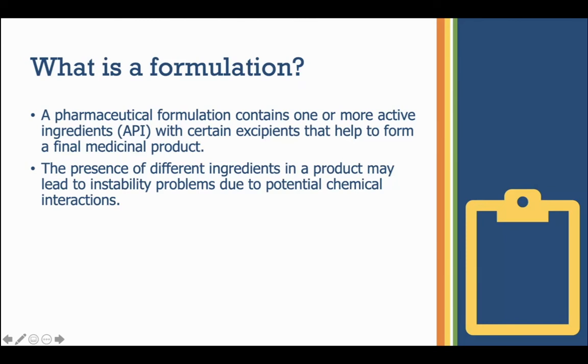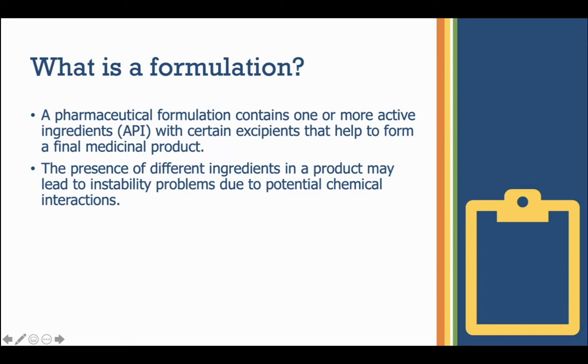Basically, a pharmaceutical formulation is a product that contains one or more active ingredients, the API or active pharmaceutical ingredient, with certain excipients. So what are excipients? Excipients are things that help to form a final medicinal product. As an example, if you are familiar with Panadol suspension or paracetamol suspension available in the market, this paracetamol suspension contains paracetamol as the API. That is the active drug.